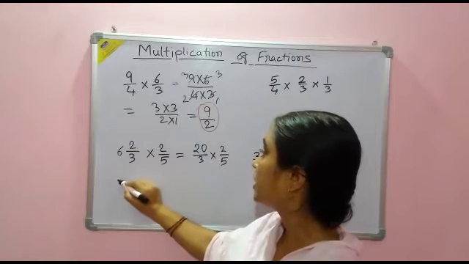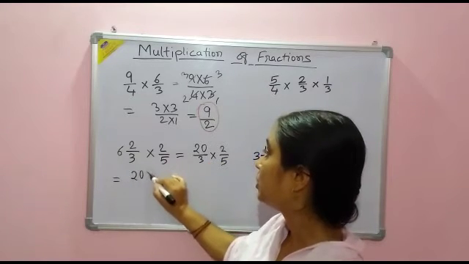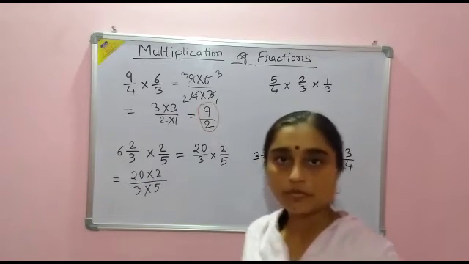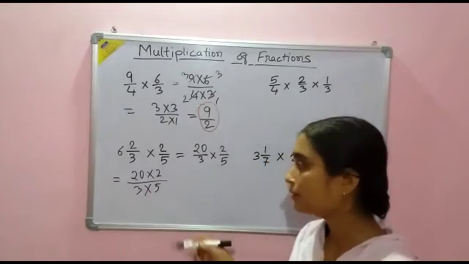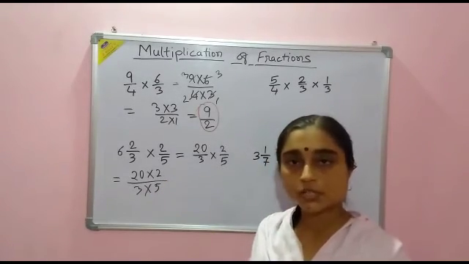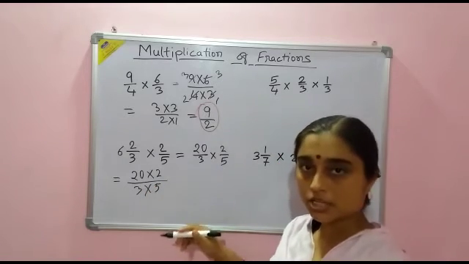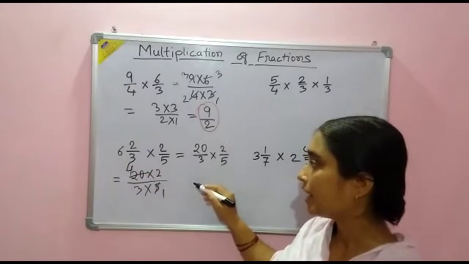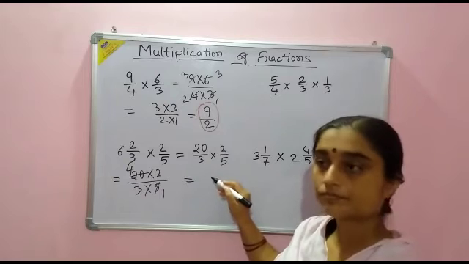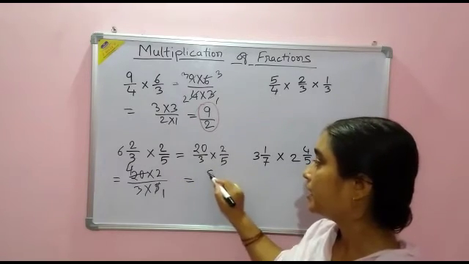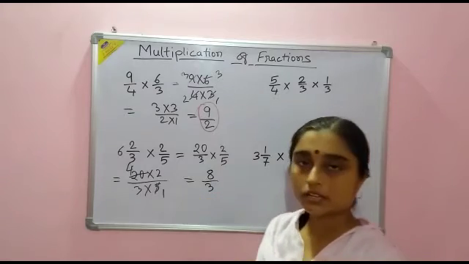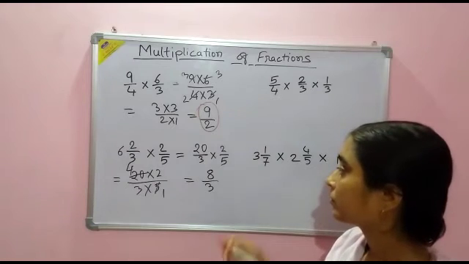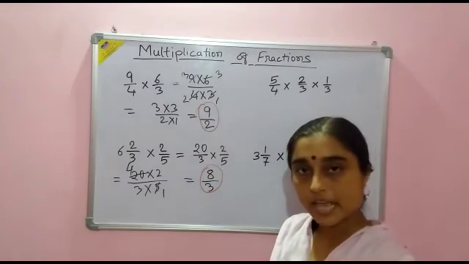Now the two numerators we will write in the numerator: 20 into 2 by 3 into 5. In this way we will write. Now see if any cancellation is possible or not. Between 2 and 3 no cancellation is possible, and between 5 and 20 cancellation is possible. 5 ones are 5 and 5 fours are 20. So what we get is 4 2s are 8 in the numerator and in the denominator 3 ones are 3. So it is 8 by 3, the answer of the second part that we have taken as an example.